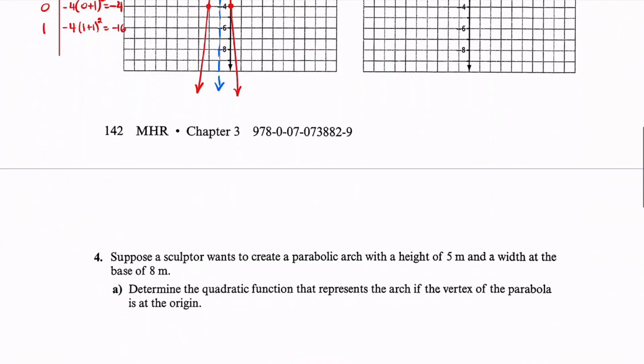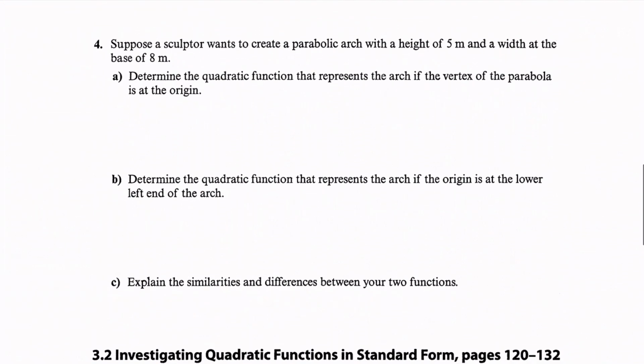Okay, so we're on to the next page here, and we are going to do number 4. Number 4 says, suppose a sculptor wants to create a parabolic arch with a height of 5 meters and a width at the base of 8 meters. So what that's going to look like is, let's say this is the ground, our arch is going to go something like this, and it has a height of 5 meters, and the base is a total of 8 meters. Okay, so I know halfway into the middle, that distance is going to be 4 meters, and that's going to be important.